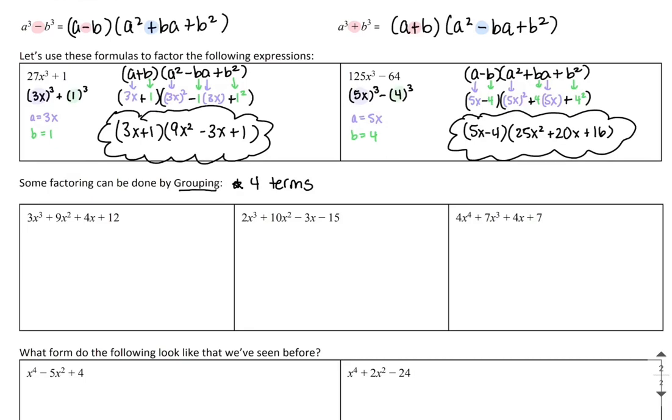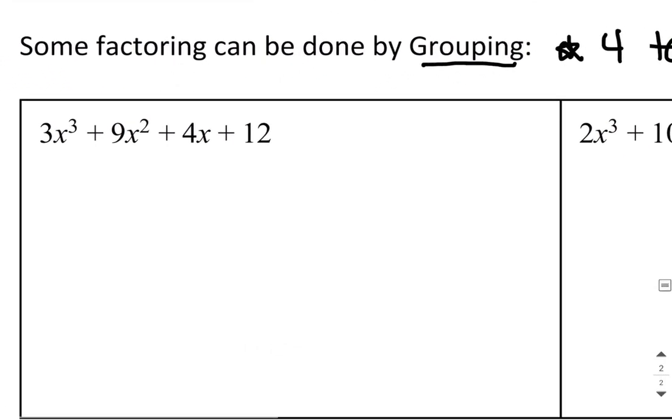So I'm going to just do an example. Looking at this group of four terms together, I'm going to separate it into 3x cubed plus 9x squared. That's one group. And the second group is going to be 4x plus 12. I'm going to look for similarities between the two groups.